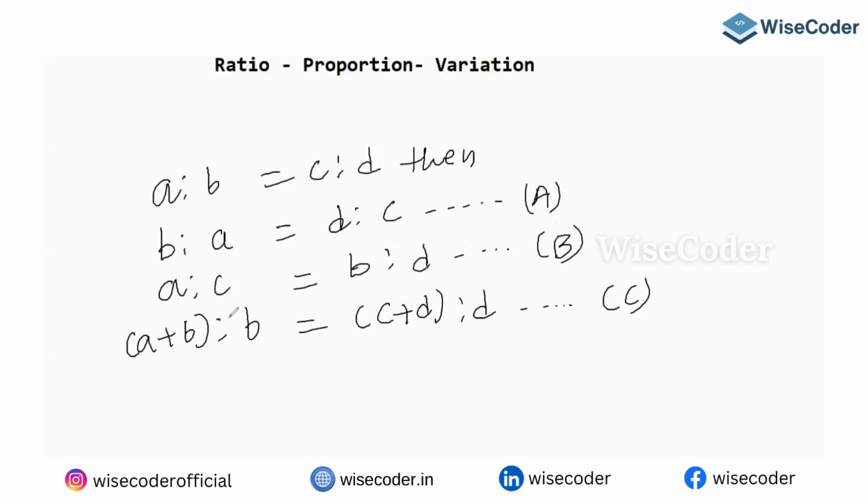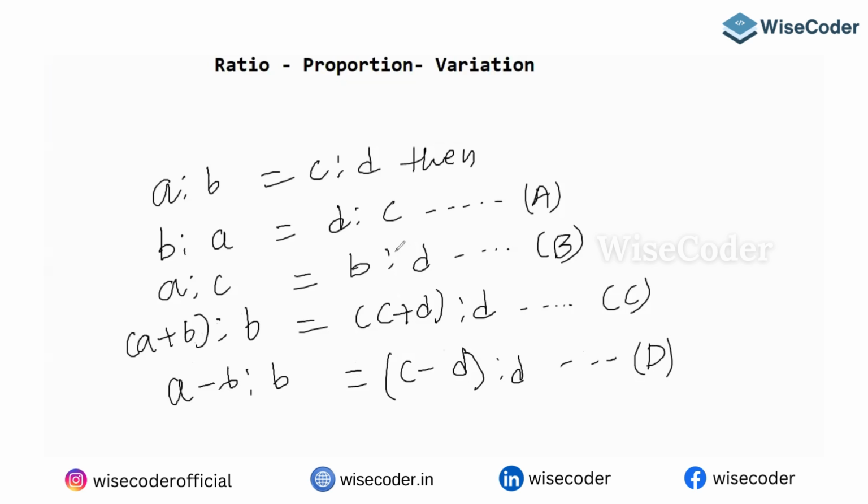How did you get this? A by B plus 1. If you write plus 1, this will come into the picture, obtained by adding 1 on both sides of the given relationship. If you subtract, what you're going to get? A minus B is to B equals C minus D is to D. Assume this as equation D.